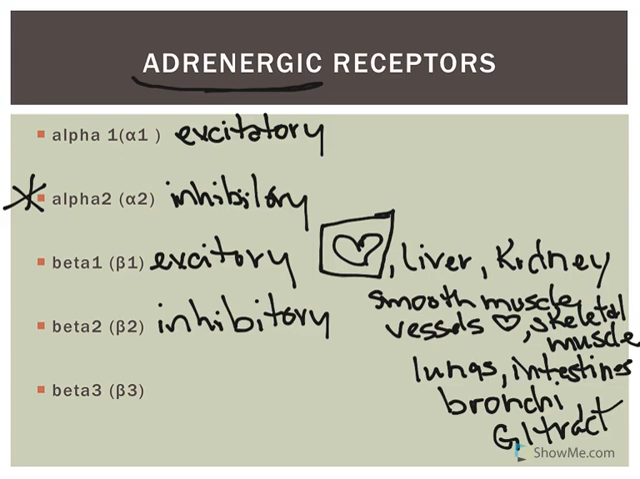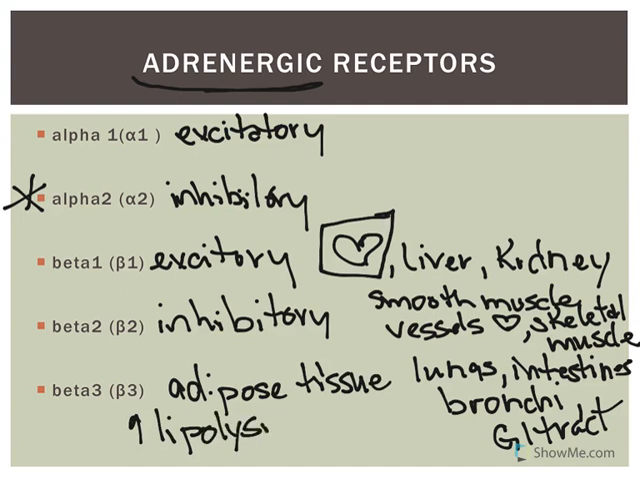Beta 3 adrenergic receptors are found in adipose tissue. And what this does is it increases the breakdown of fat, lipolysis. So it's stimulatory. That's the only place that we're going to see the beta 3.